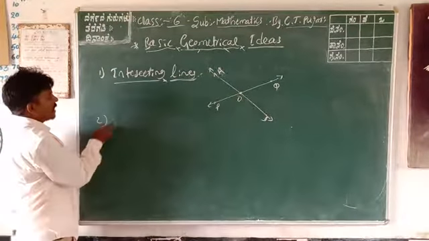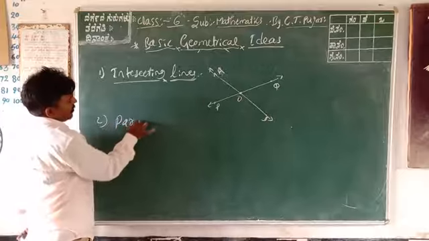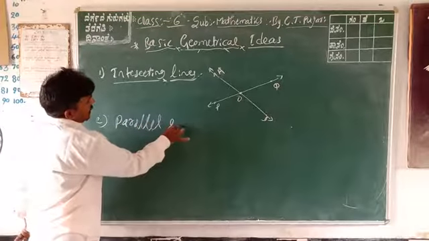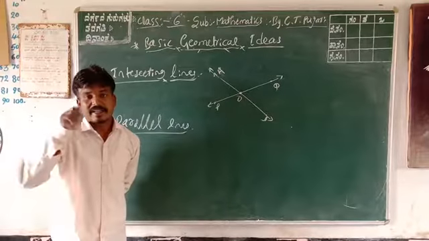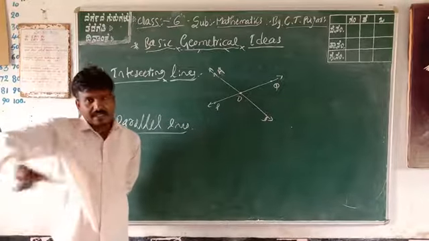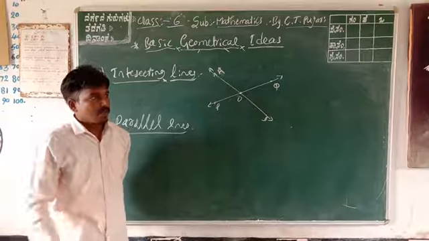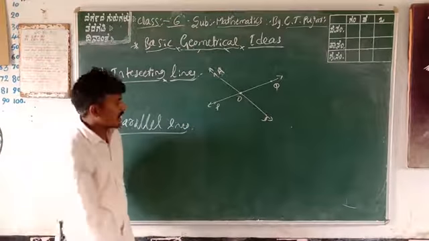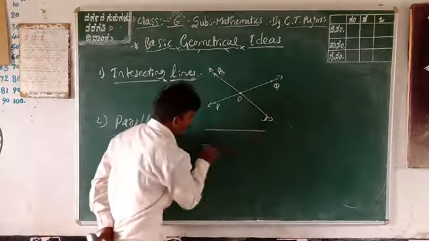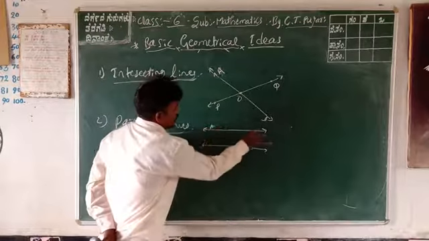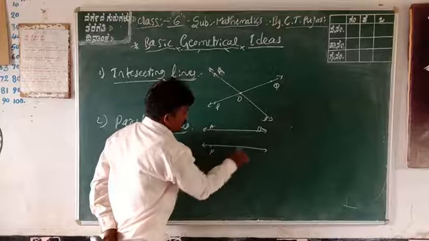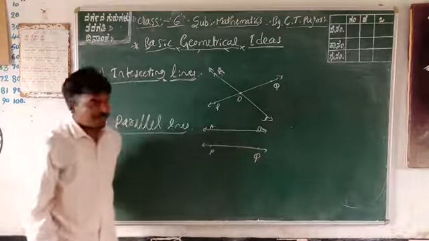The next one is parallel lines. What are parallel lines? Real world examples are a railway track and window rods. These are all parallel lines. Parallel lines look like this: AB and PQ. These are parallel.